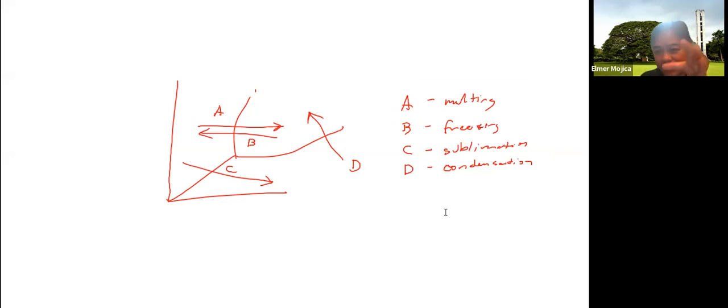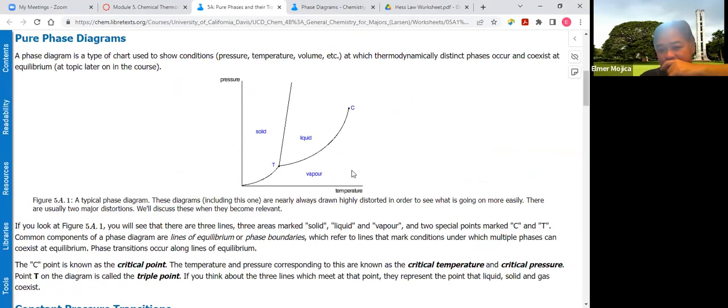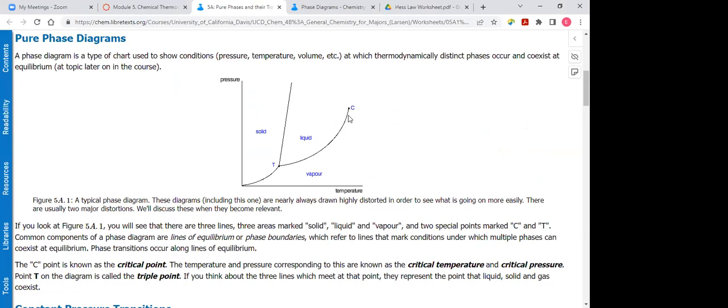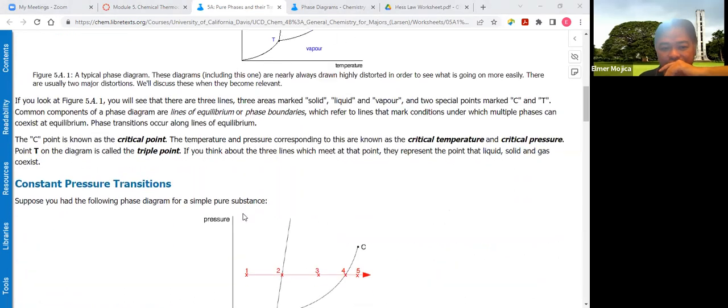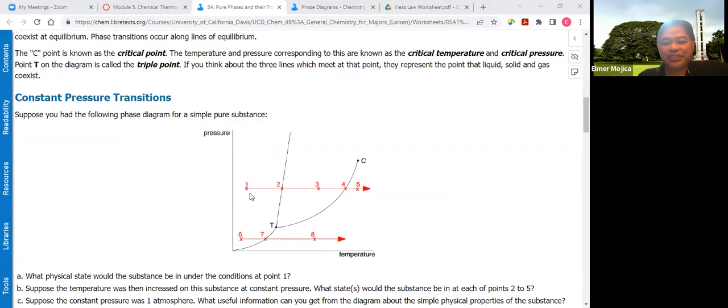Okay, so try to practice this. So what is T here? T as in triple point. C as in critical. Okay. Now, if you have a constant pressure transition, you can do it like this.